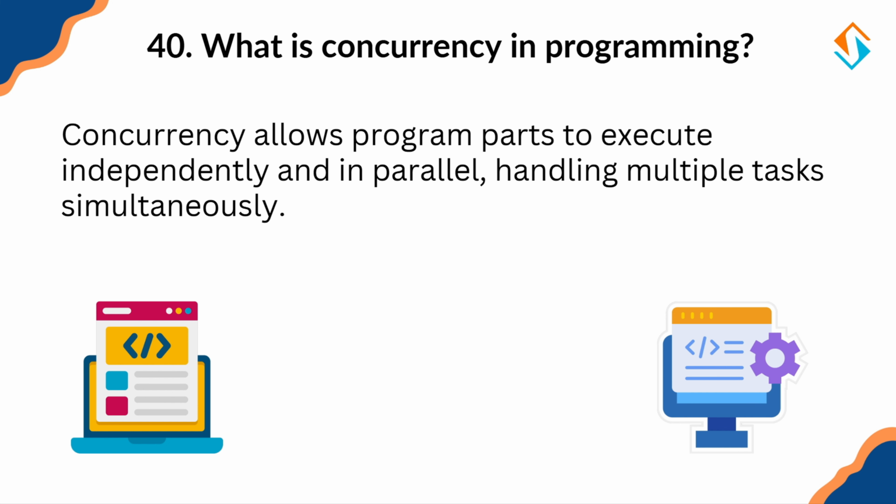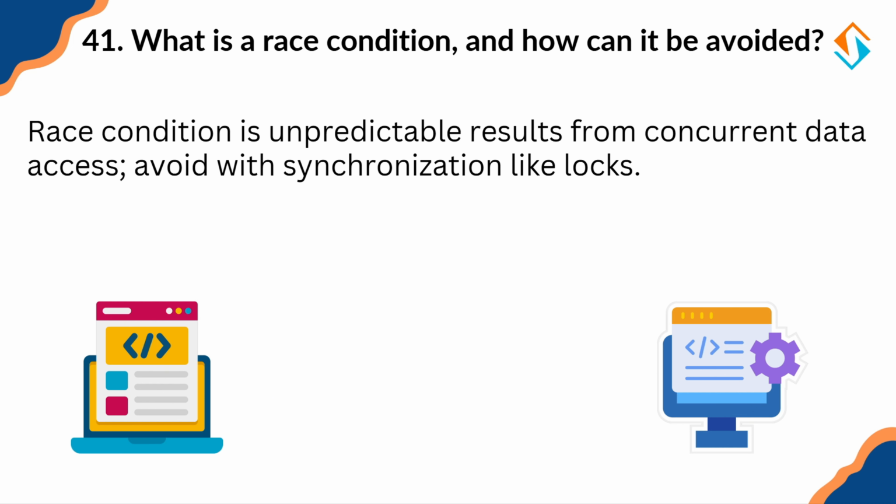Okay. Now let's come to the next question. What is a race condition and how can it be avoided? A race condition occurs when multiple threads or processes access and modify shared data simultaneously, leading to unpredictable results. Example, two threads updating a counter at the same time without proper synchronization. Now, how to avoid race conditions? Okay, so first is locks, mutexes, and semaphores, which ensure only one thread modifies data at a time.